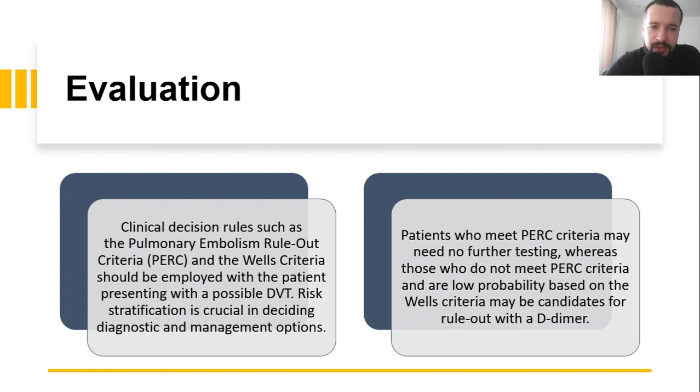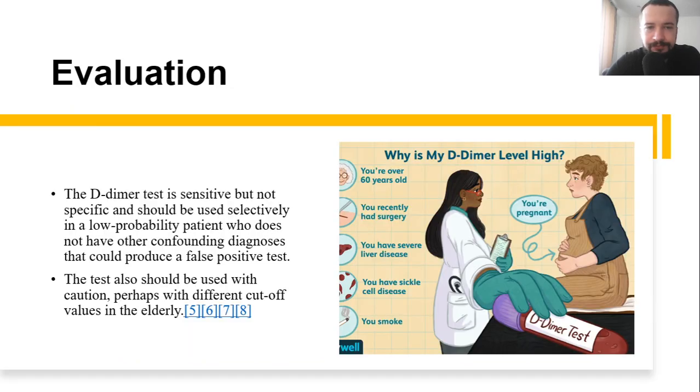Clinical decision rules such as the pulmonary embolism rule out criteria, PERC, and the Wells criteria should be employed with the patient presenting with possible DVT. Risk stratification is crucial in deciding diagnostic and management options. Patients who meet PERC criteria may need no further testing, whereas those who do not meet PERC criteria and are low probability based on the Wells criteria may be candidates for rule out with a D-dimer.